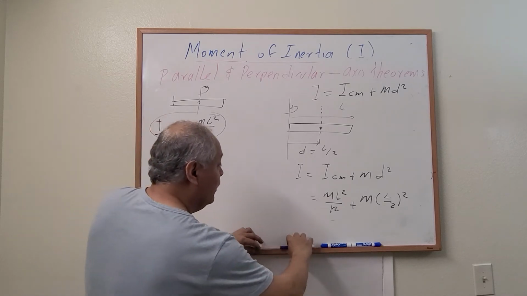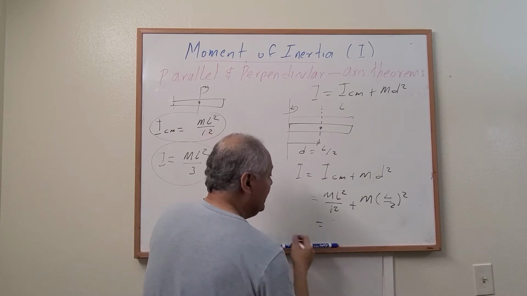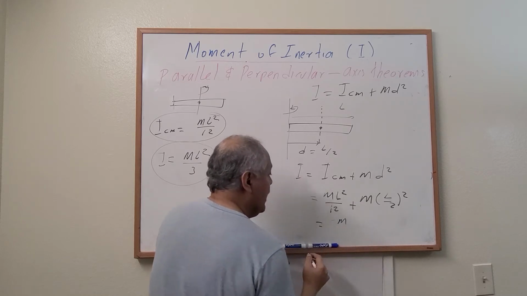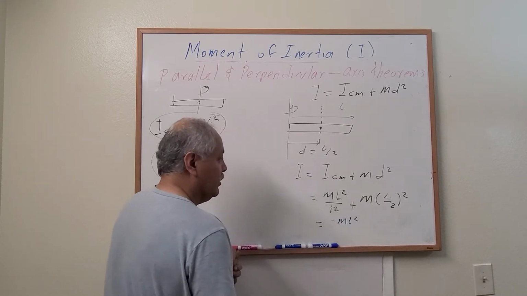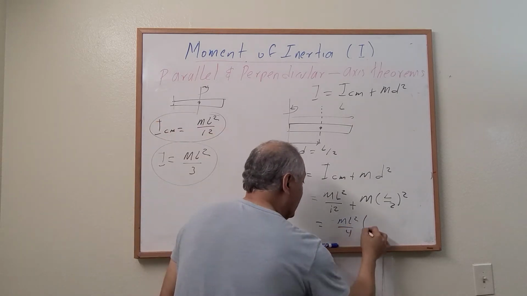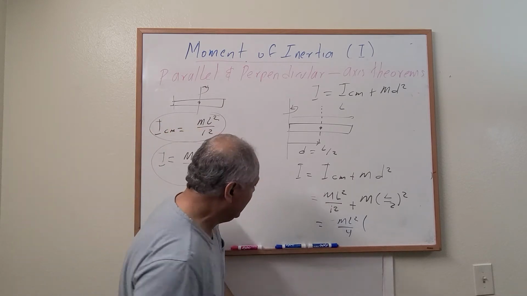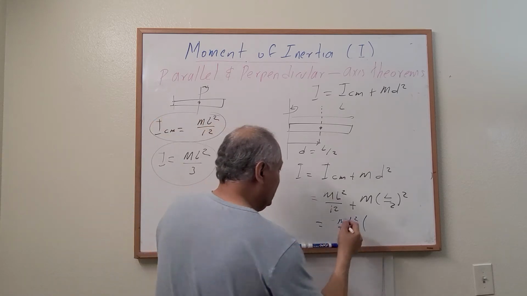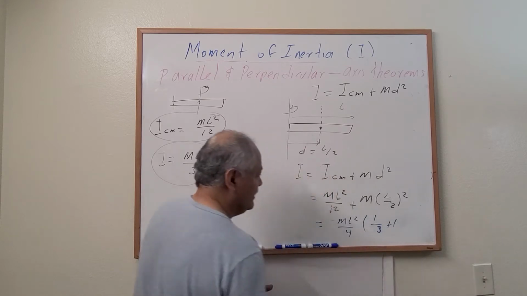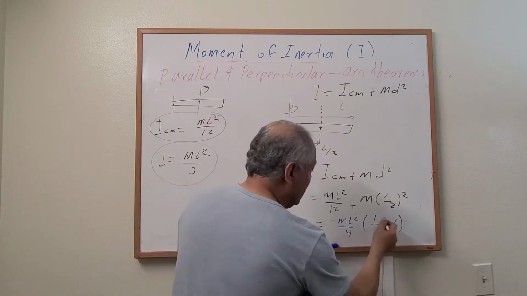Perfect. Now, again, what do we have? This equals M L squared divided by 4 times what? This is going to be 1/3 plus 1. Okay, we can do it different ways. Let's do it this way. So what is this inside? It's going to be what?